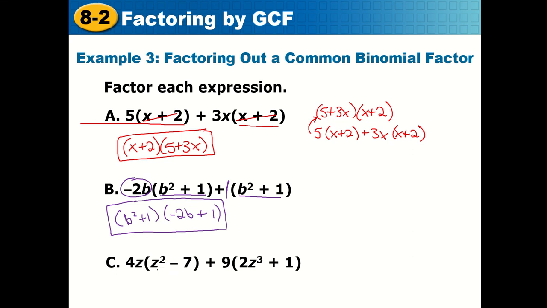Same thing here, except look at this. We have z squared minus 7 and we have 2z cubed plus 1. Are those the same? Nope, you're right. They're not the same. That means we can't factor it out. So this right here is just the answer. There are no common factors in this one. You can't take anything out, so it stays the same.